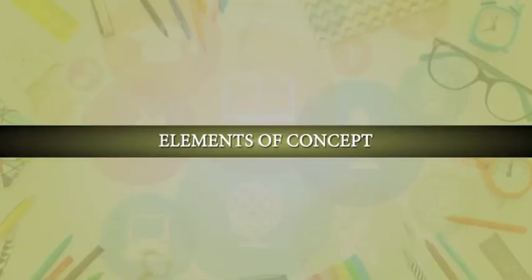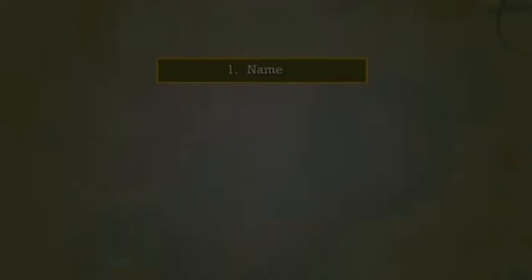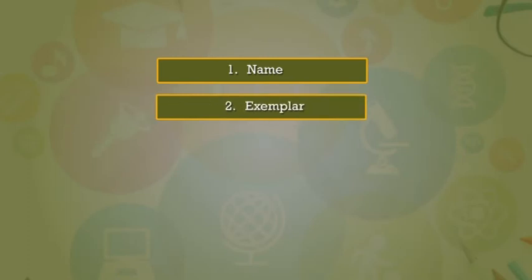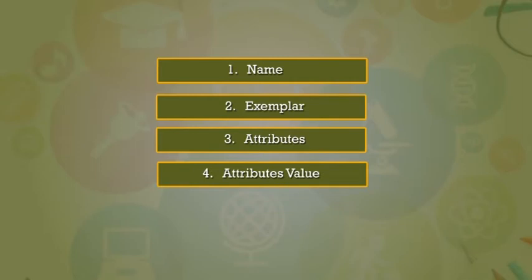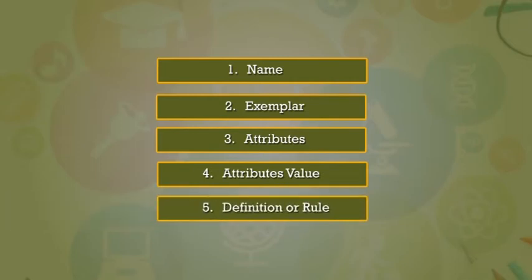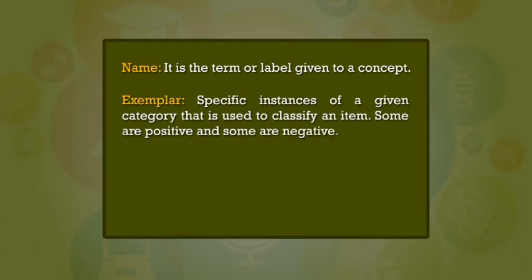Now let us come to the elements of concept. Bruner has discussed 5 elements of concepts. These are number 1, name, number 2, exemplar, number 3, attributes, number 4, attribute value, and number 5, definition or rule. Name means the term or label given to a concept. An exemplar means specific instances of a given category that is used to classify an item. Some are positive and some are negative.